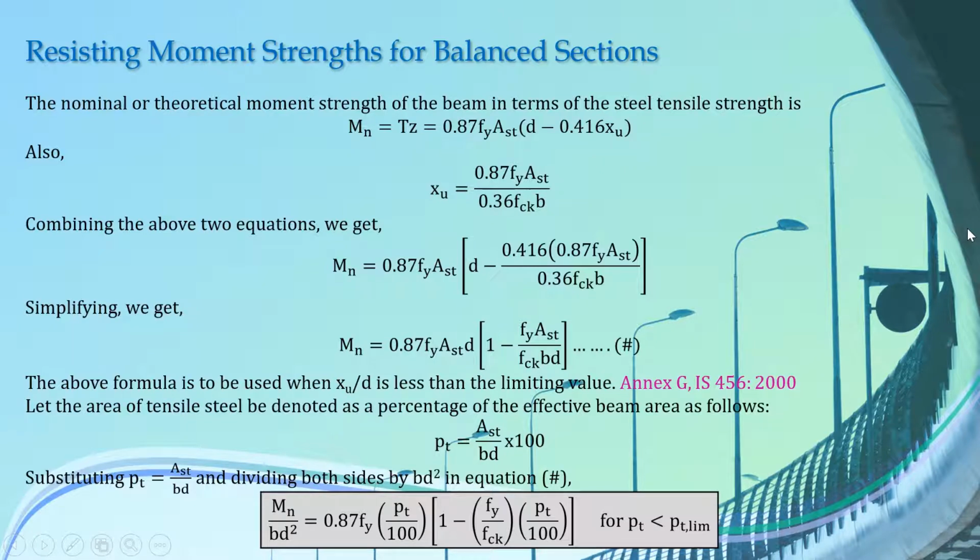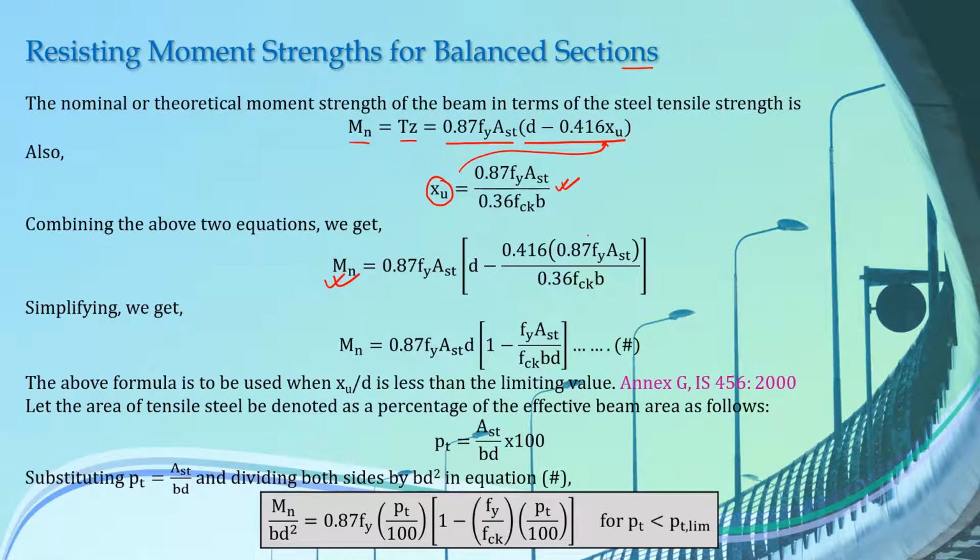So, resisting moment strength for balanced sections. We know the formula for the nominal or theoretical moment of resistance given by T into Z. T is the tensile force and Z is the lever arm. We also know the value of xu. Now we combine these two equations by substituting the value of xu here. Then we will get this formula.